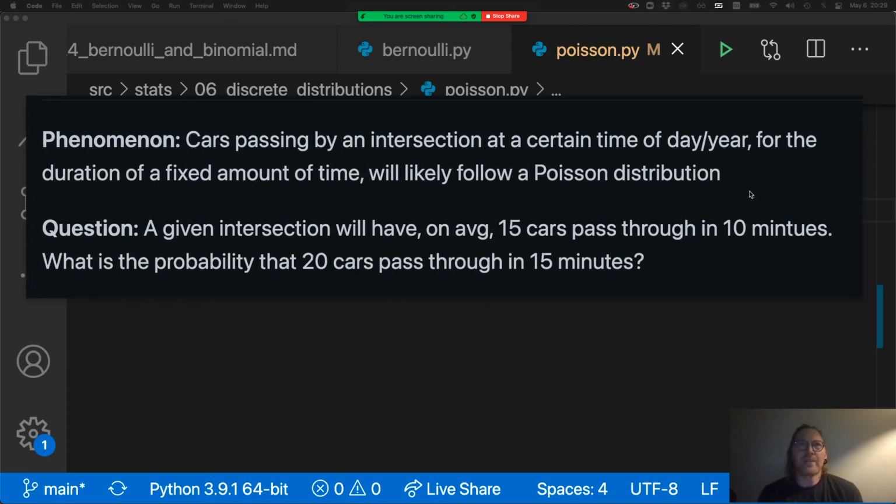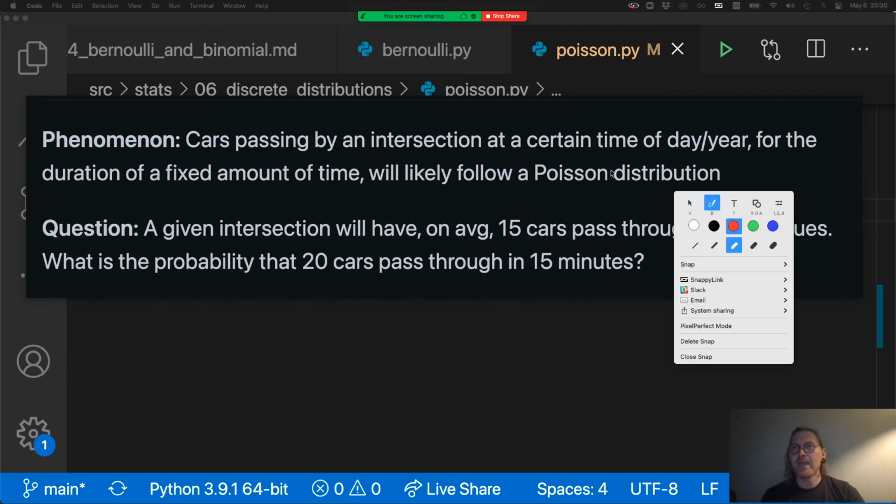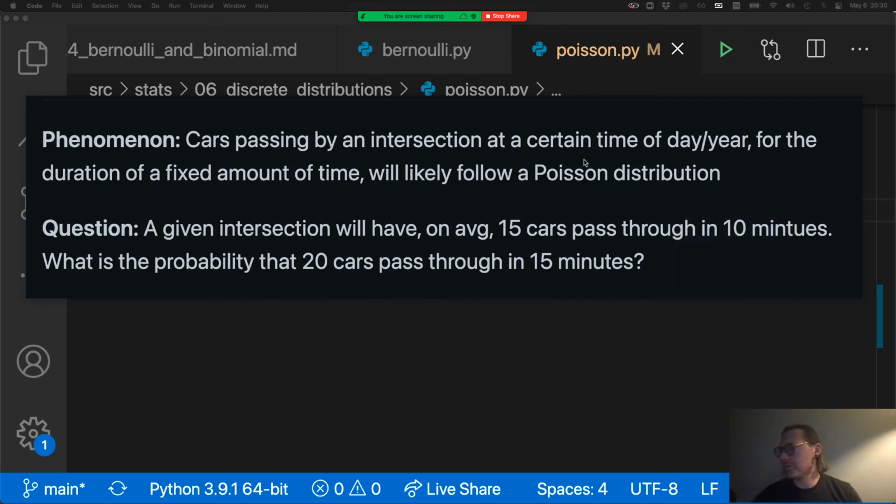So cars passing by an intersection at a certain time of day or year for the duration of a fixed amount of time will likely follow a Poisson distribution. Notice the bounds I'm putting on this. I'm saying a certain time of day and year, a certain part of the year. Duration of a fixed amount of time.